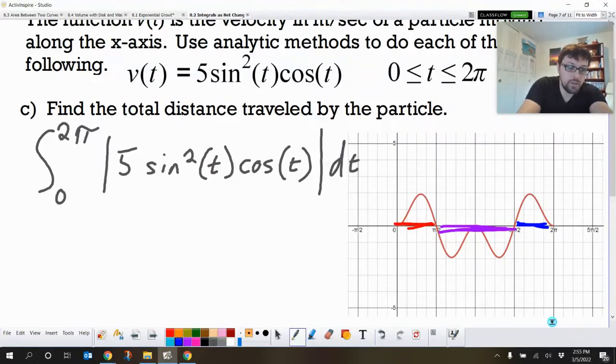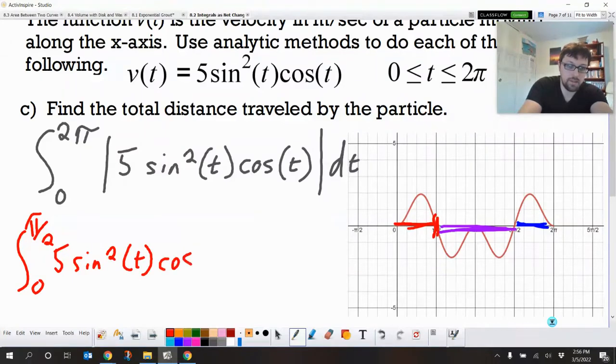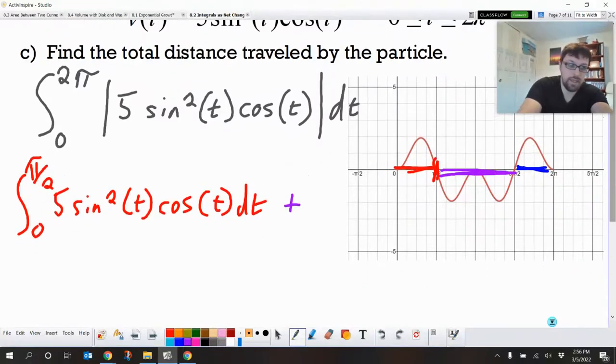So we're going to do the antiderivative from 0 to this spot right here, pi over 2, of our 5 sine squared t cosine of t dt. Then we're going to add that to another one. This purple one is going to be the antiderivative. This is going to go from pi over 2, and it's going to end right here at 3 pi over 2.